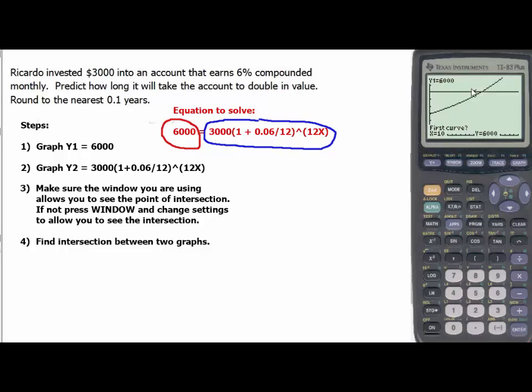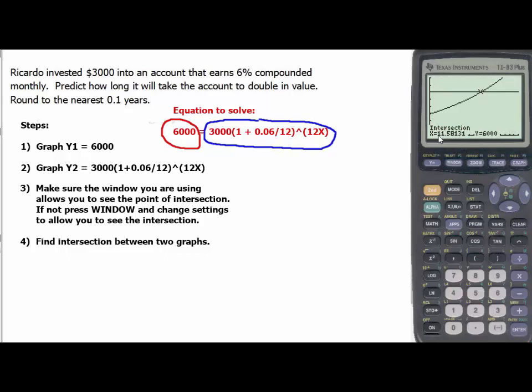So first curve, so my spider right there is on one of my curves. I'm just going to press enter. It asks me for the second curve. Notice my spider moved down to my other curve. So I can just press enter again. If I needed to toggle between my equations, I can just press up arrow and then that'll move between my equations. So once I'm on the equation I want, I'm going to press enter. Then it asks me for a guess. So I'm going to go over here and I'm going to press enter.